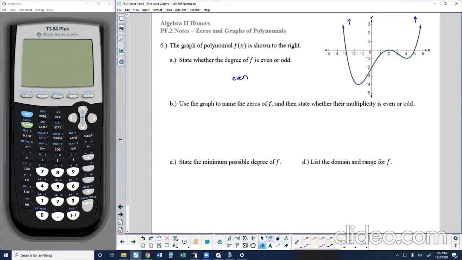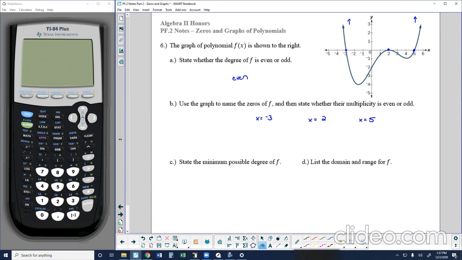It says use the graph to name the zeros of f and state whether their multiplicity is even or odd. Well, remember, zeros are the locations where the graph crosses the x-axis. The graph intersects the x-axis in 3 locations: x equals negative 3, x equals 2, and x equals 5. Those are our 3 zeros, our 3 x-intercepts, our 3 solutions. It says state whether their multiplicity is even or odd, meaning does this zero occur an even number of times or an odd number of times?